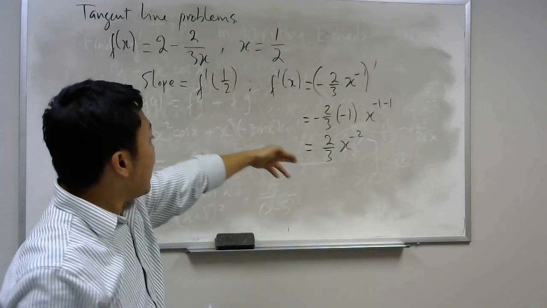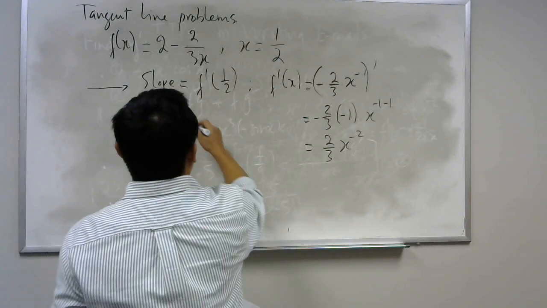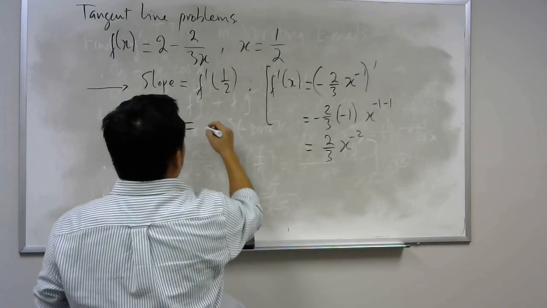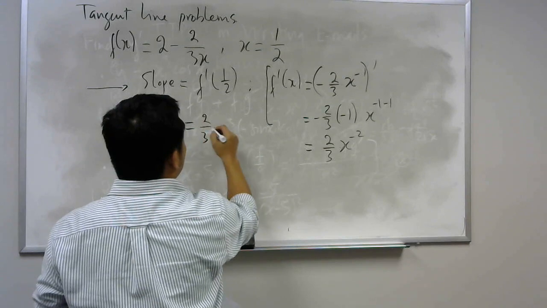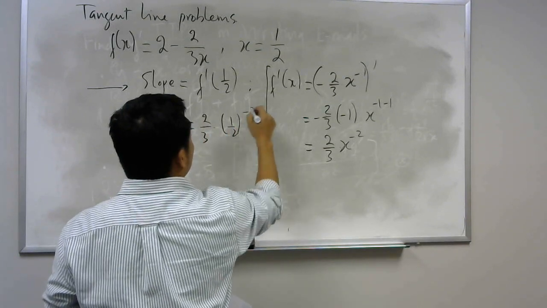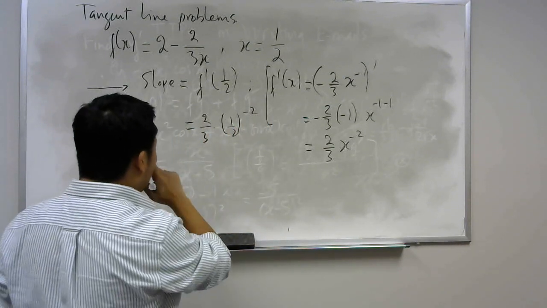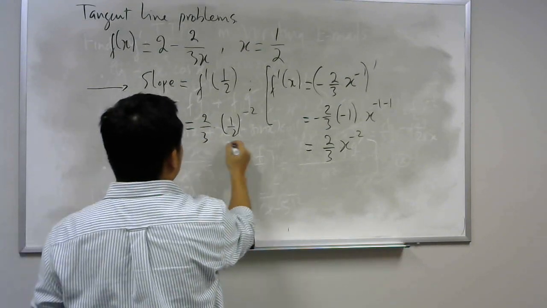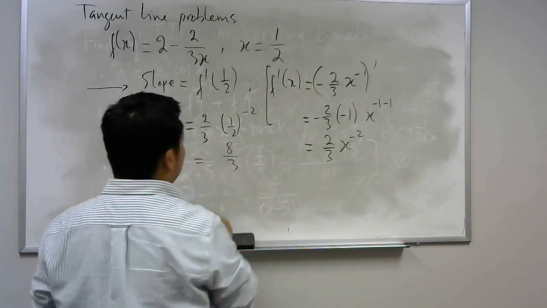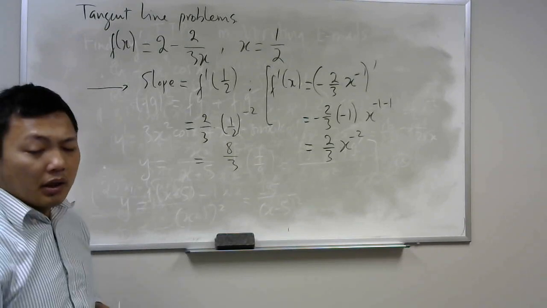Now you plug 1/2 into this derivative. You get 2/3 times 1 over 2 to the negative 2, or this is 2, so you would get 8 over 3. You get 8 over 3.